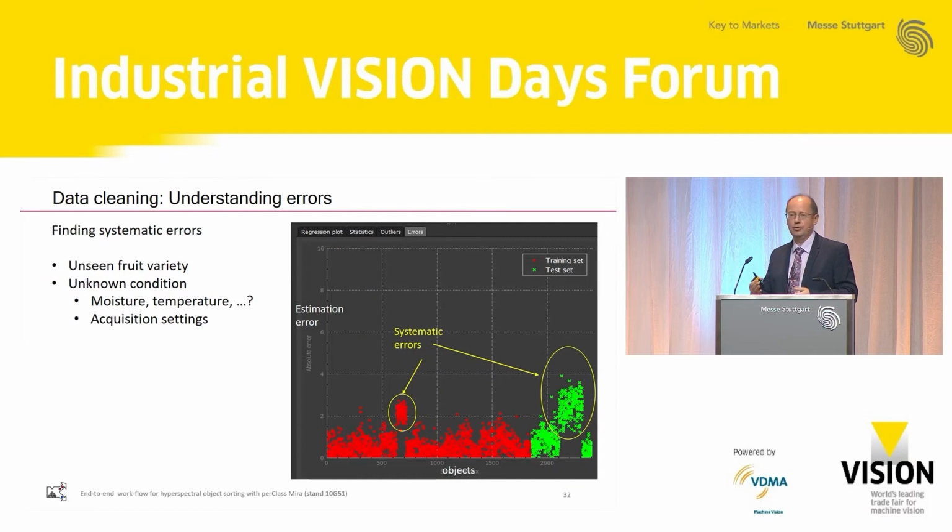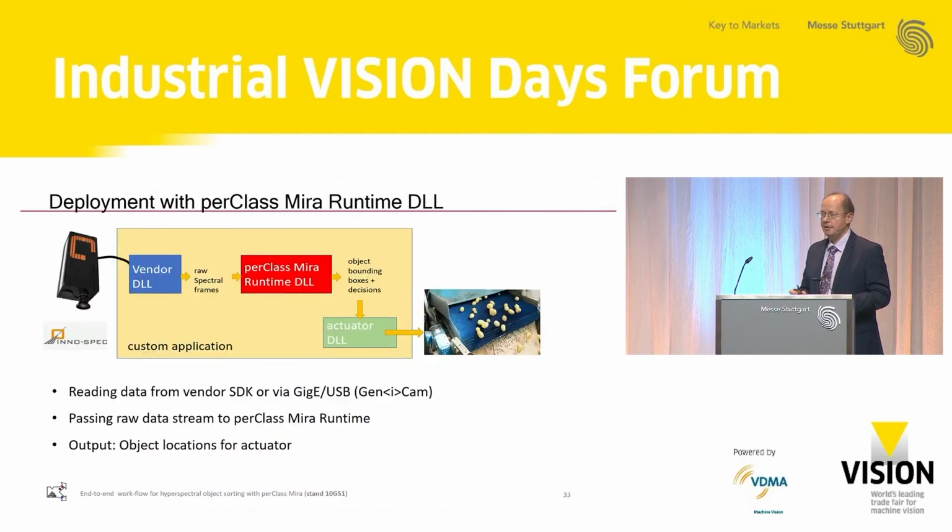Another example, if looking at error plots, you can spot, for example, systematic errors. They can be unseen varieties, there can be different conditions, but it's all about basically understanding where problems happen, drilling down to these examples, to the metadata that you have to build better systems. So that brings me to the deployment side.